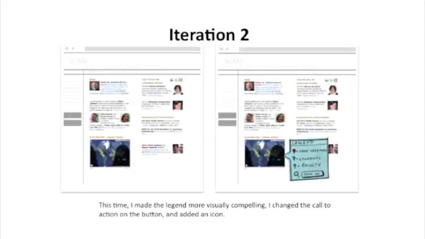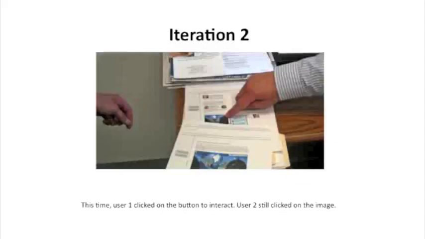So based on that information, for my second iteration, I made the legend a little more noticeable. And so I added color and the marker icon. I also changed the call to action on the button. It was interact before, and it's zoom in now. And I added the little magnifying glass icon. And so this time, user 1, the power user, clicked on the zoom in button. But user 2, the casual user, still clicked on the image to learn more.